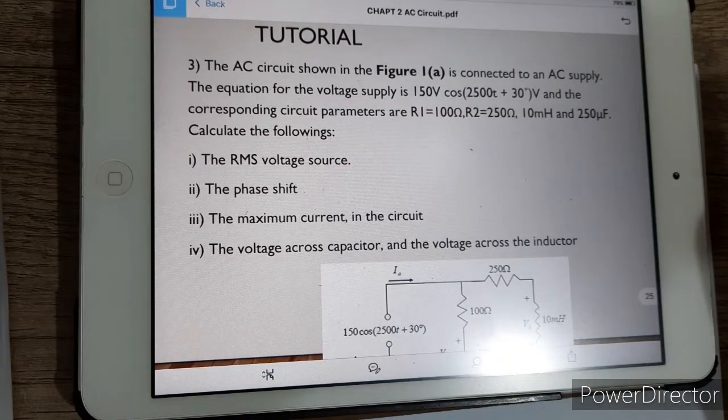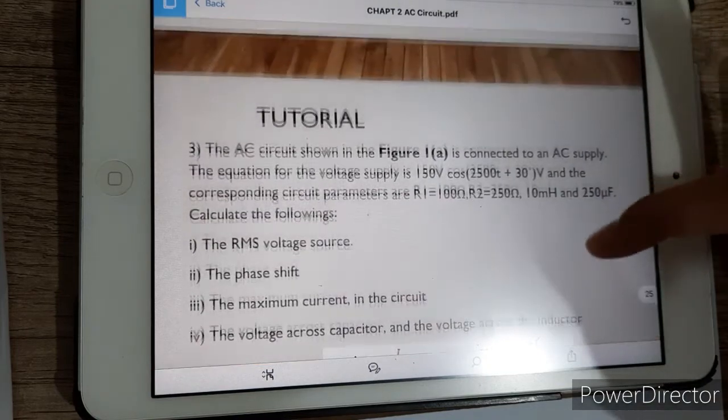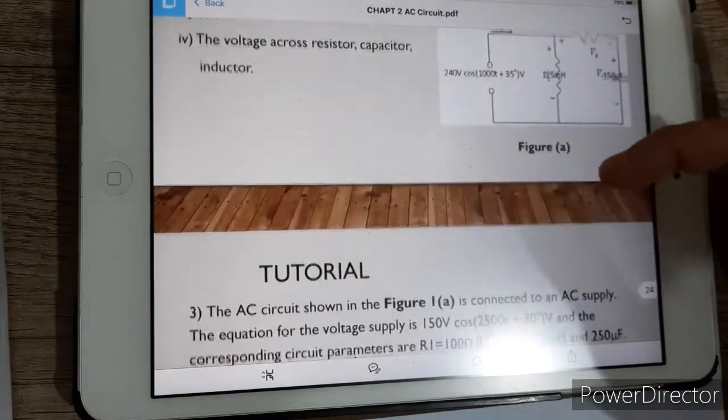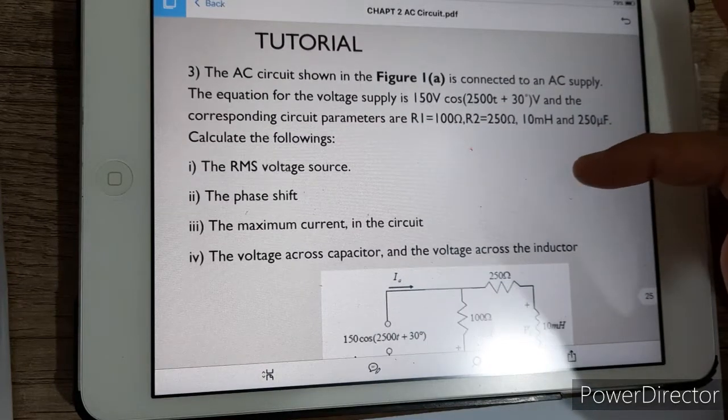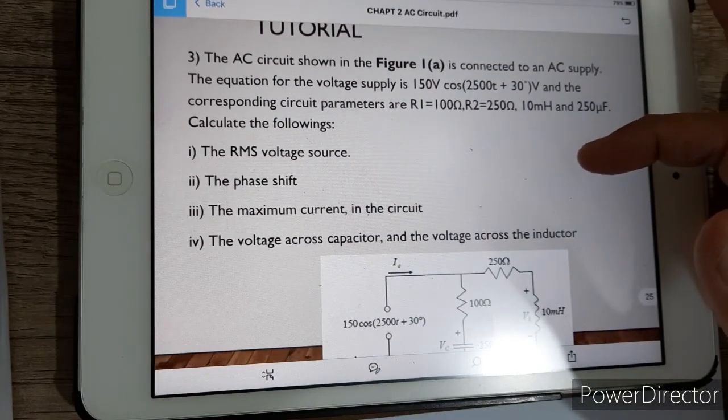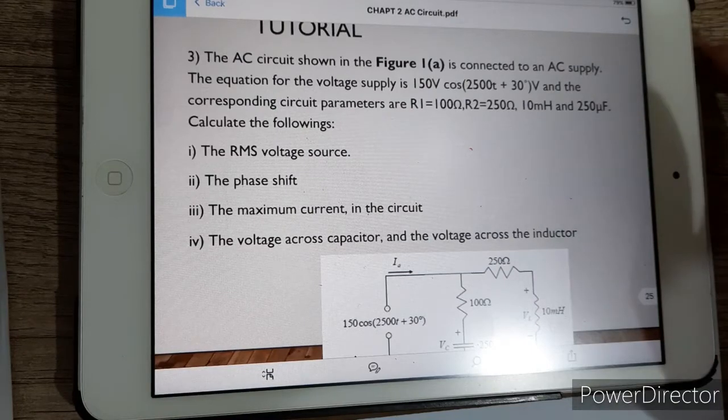Okay, so Assalamualaikum. So today we're going to do the revision for chapter 2. You can refer to the tutorial at the end of this chapter 2. I will begin with question number 3. So let's read the question first.